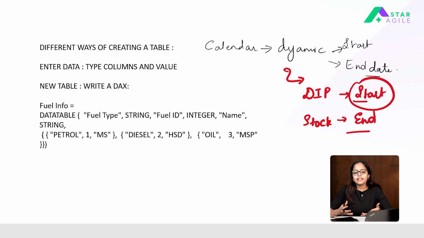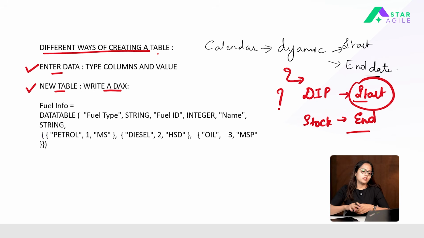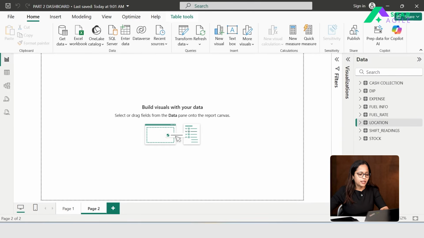So these are highly transactional records where every day you have the dates getting added. So your calendar table will dynamically take the dates from your dip and the stock table. And how do we do that? So guys, for the creation of the table, there are multiple ways. One is by using enter data, and another is by using a new table by writing a DAX expression. So let's see how to do both of that.